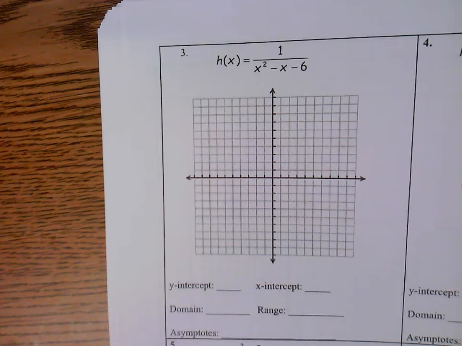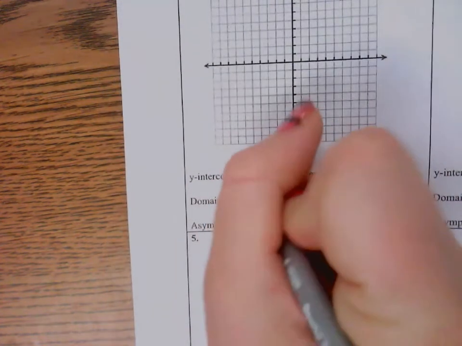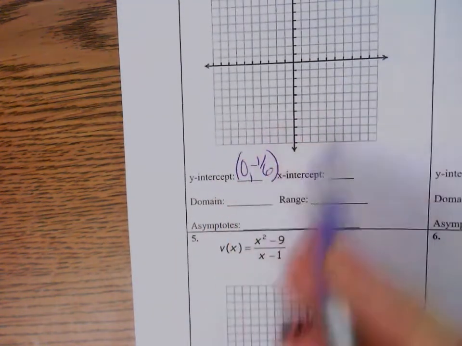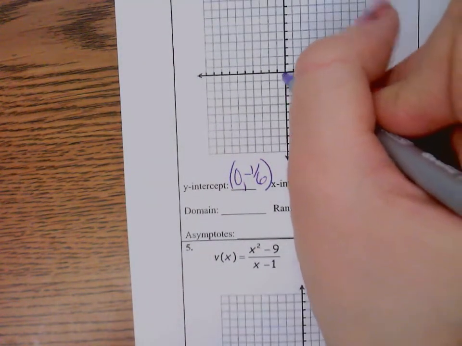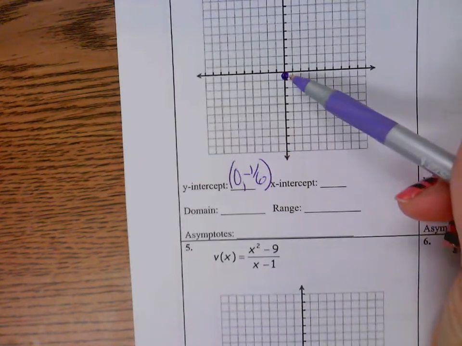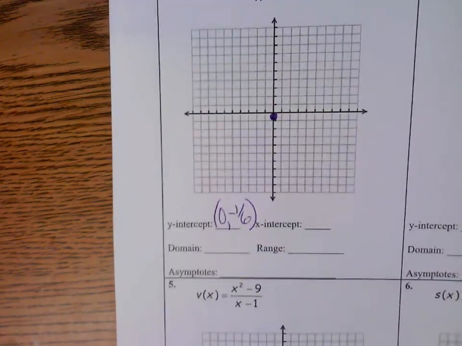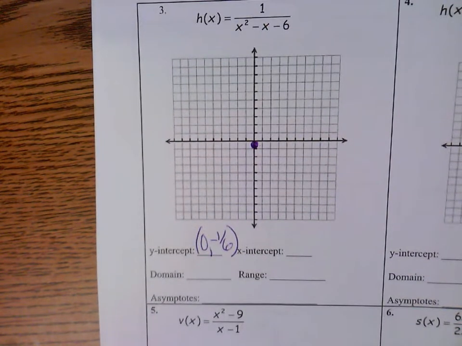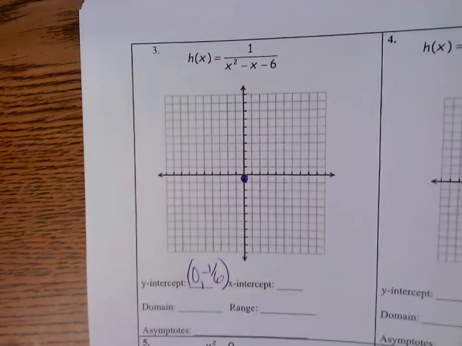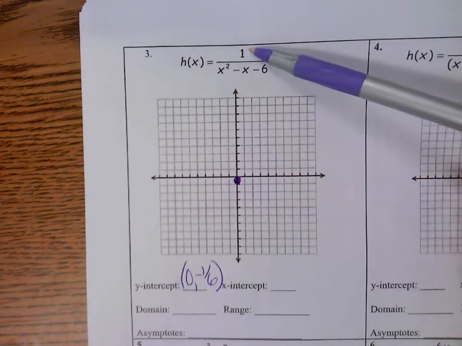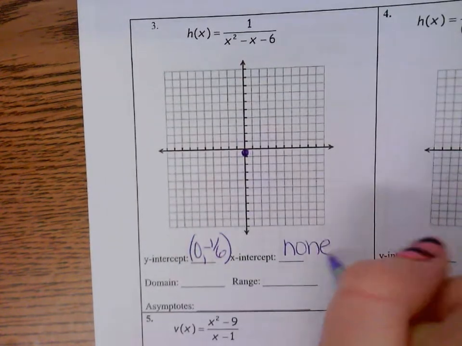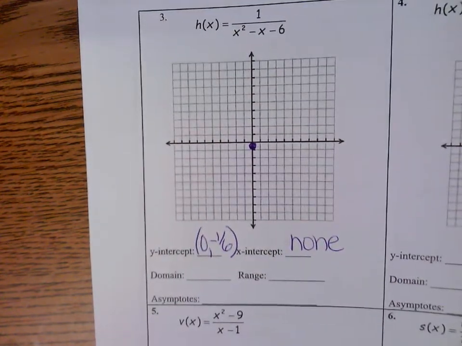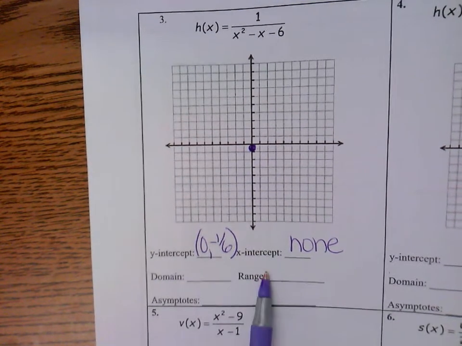You get 1 on top and -6 on the bottom. So 0, -1/6 is your y-intercept. So you just kind of graph it really close to 0, but you know that it's down below 0 on the y-axis. What's your x-intercept for this function? What will make the numerator 0? Nothing. So there's no x-intercept. And then we're going to skip our domain and range till the end.